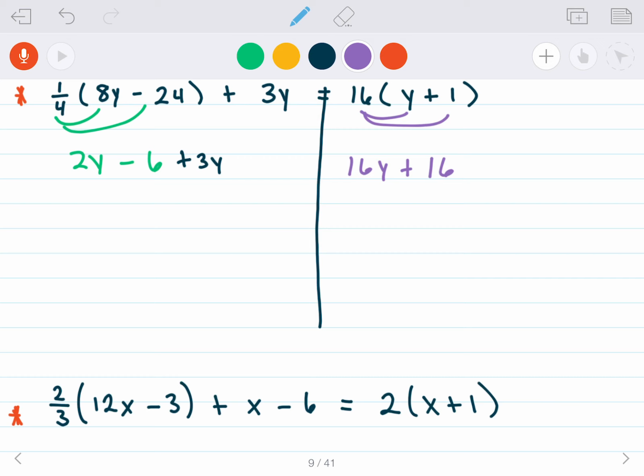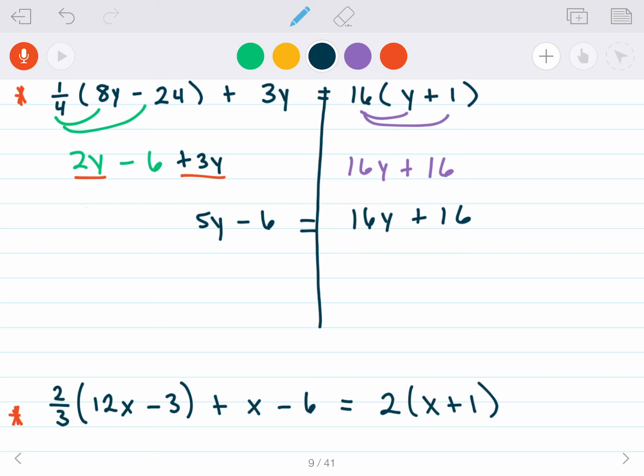Step 2 says if you have like terms on the same side, go ahead and combine them. I don't have like terms on this side because I have a y term and I have just a number. But on this side, I have 2y and positive 3y can be combined to 5y. So this is 5y minus 6 equals 16y plus 16.